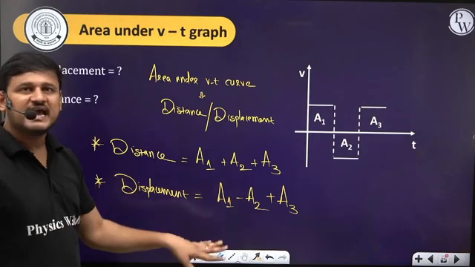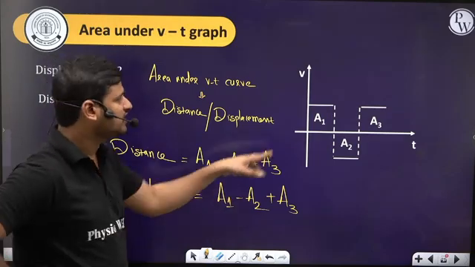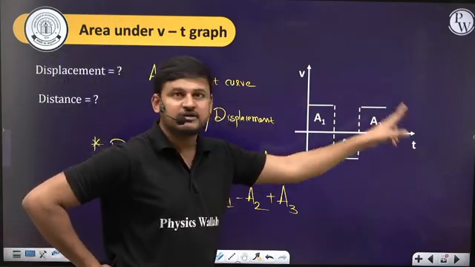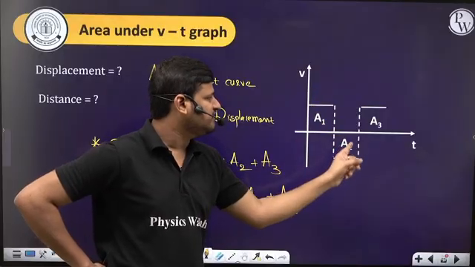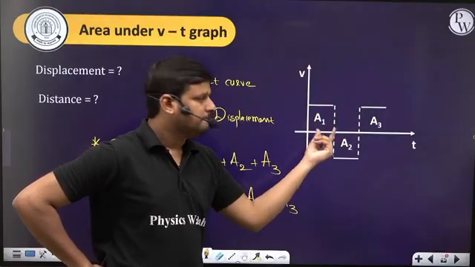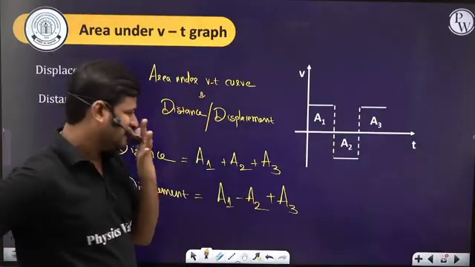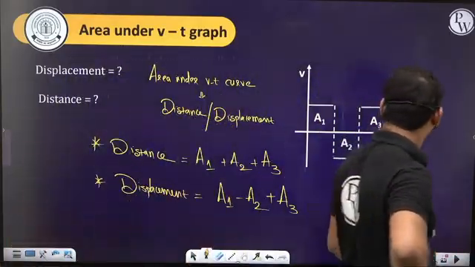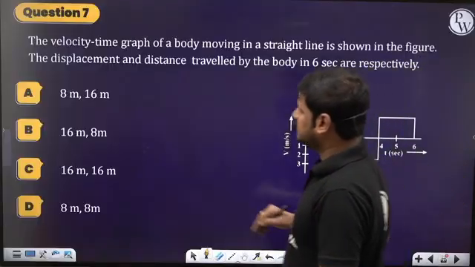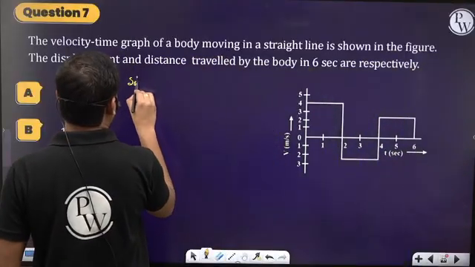The same applies for the acceleration-time graph also. Let's suppose this is an acceleration-time curve. These are the velocities V1, V2, V3. So V1 minus V2 plus V3 you should do. Clear? Understood this part? Chalo. So now let's solve this question. Simple question. What does the question say here?